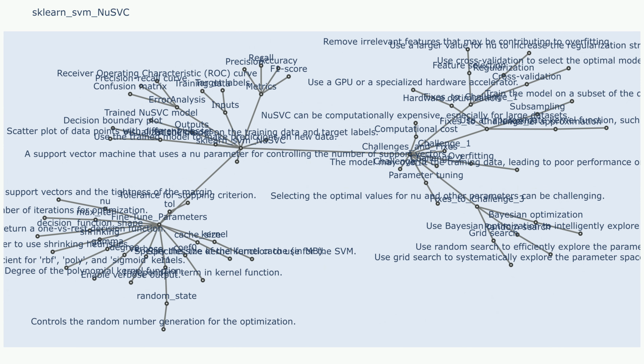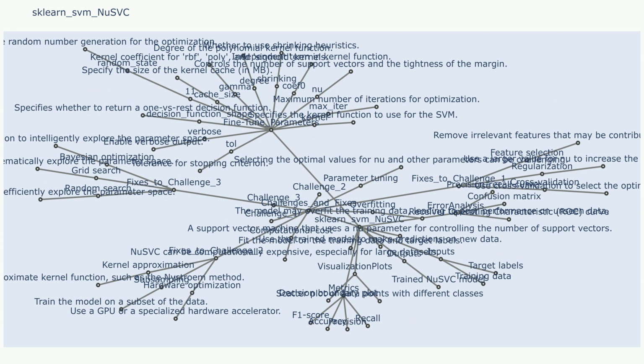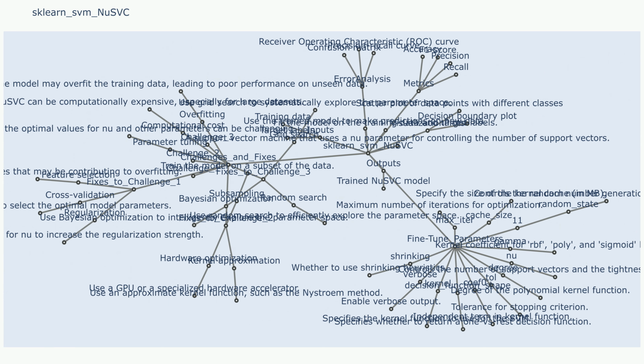Steps: The NuSVC model constructs a hyperplane that separates the data points into different classes. The nu parameter controls the number of support vectors and the upper bound on the fraction of training errors. The model finds the optimal hyperplane by maximizing the margin between the classes while minimizing the number of support vectors.